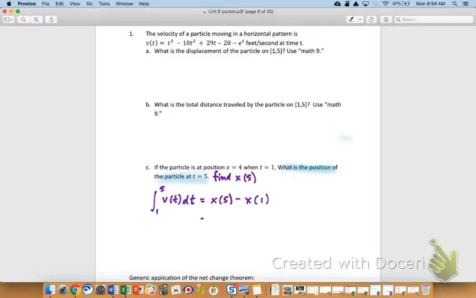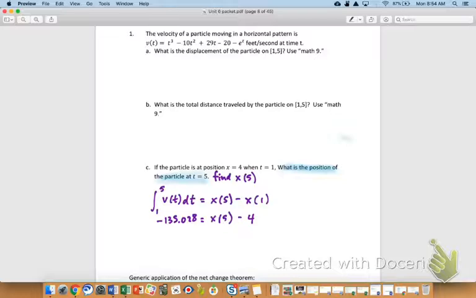Okay, so then on the right side, x of 5 is my objective. x of 1, I know, is 4. And then thankfully from my work in A and B, I already know the value of the left side, right? Isn't it negative 135.028?